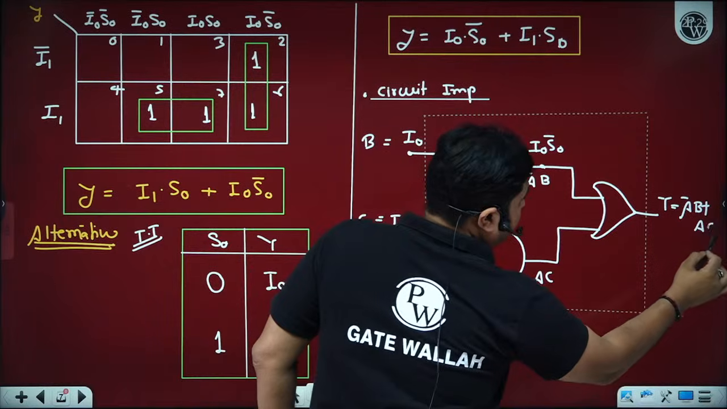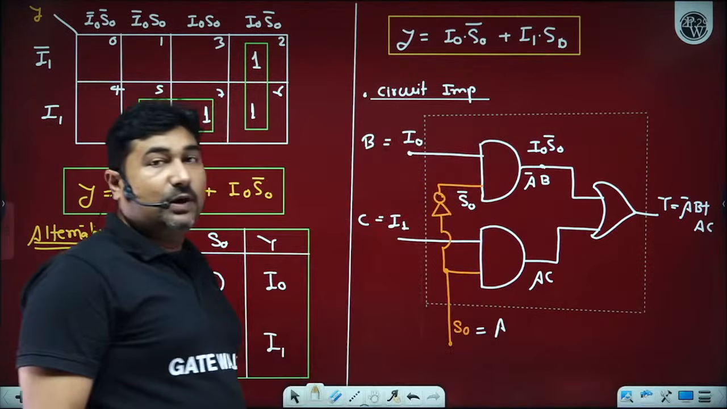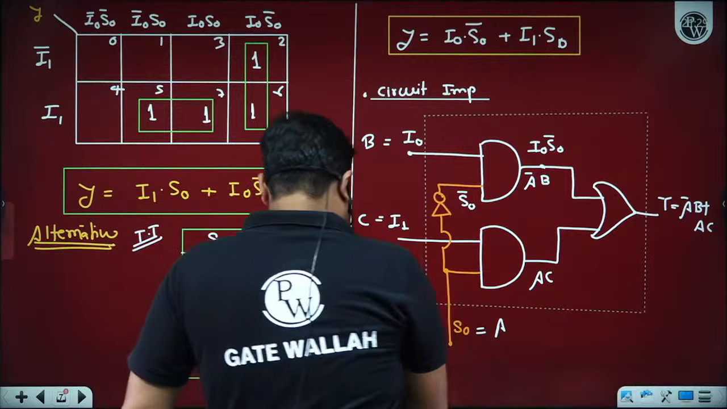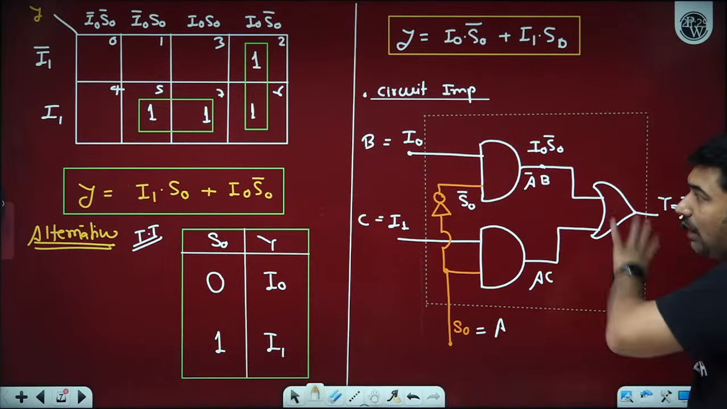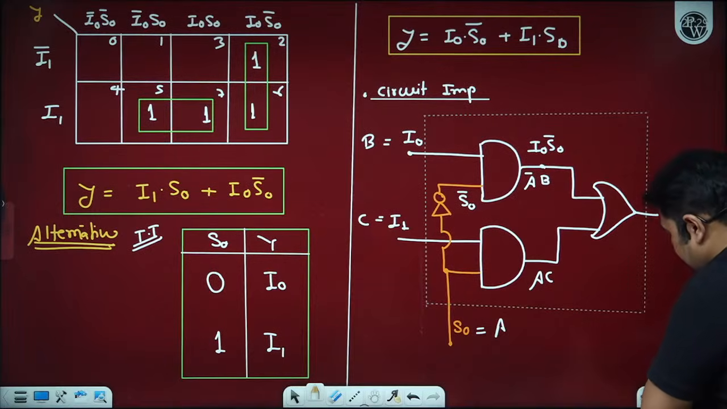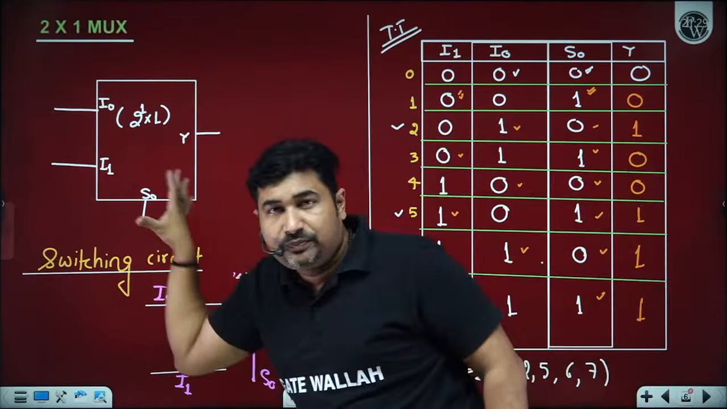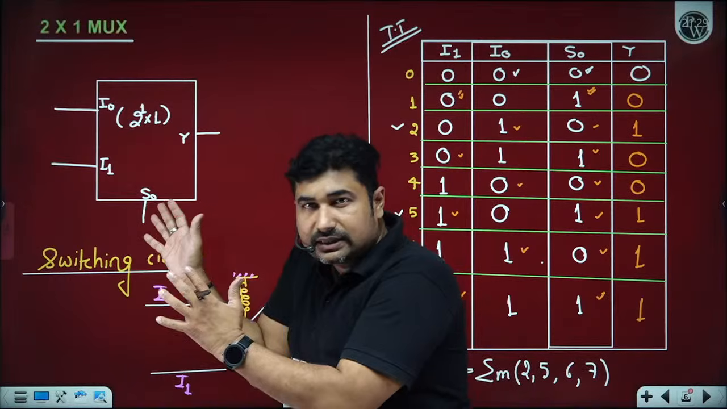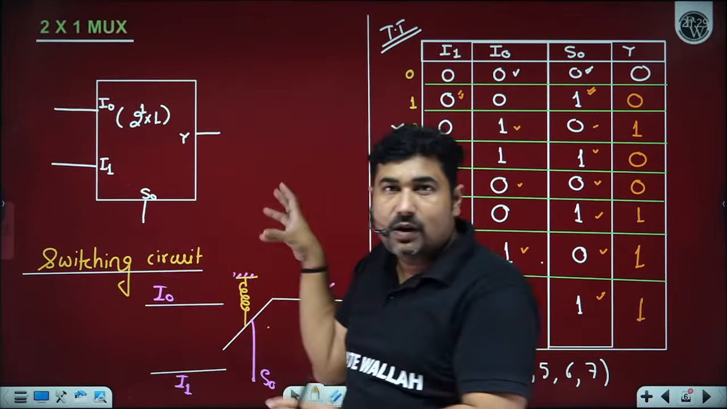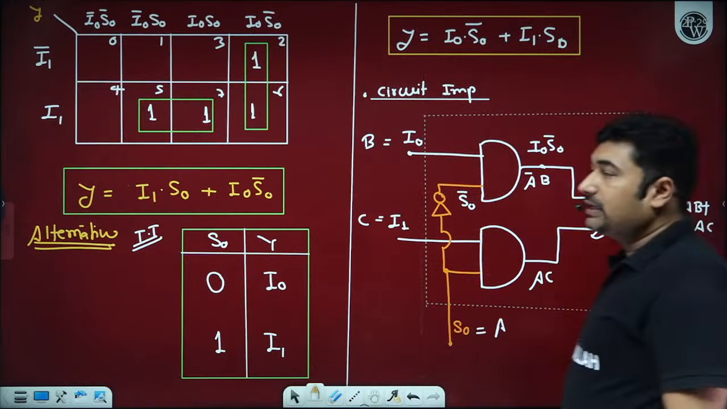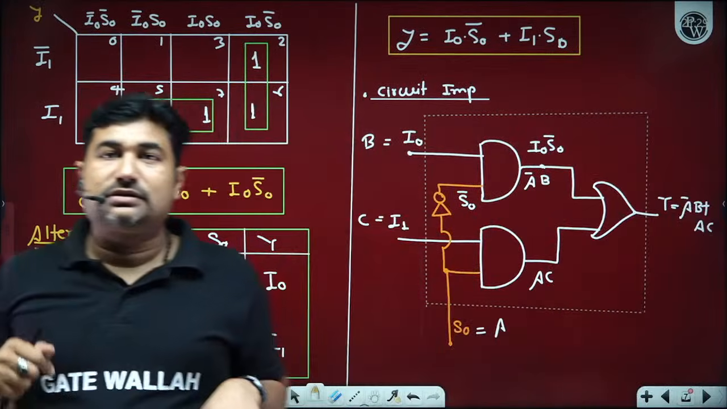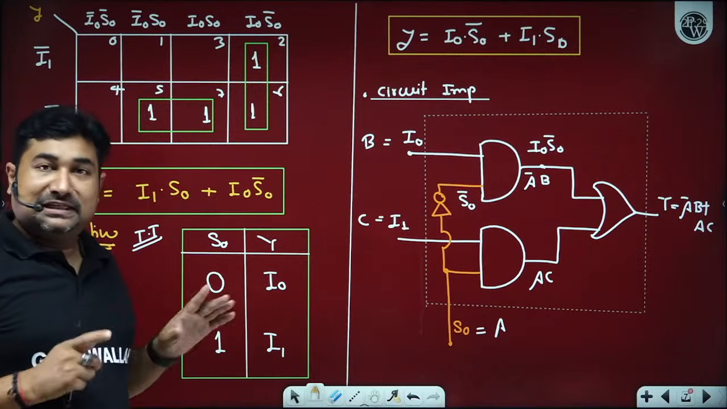AC. So we will get A bar B plus AC. How many of you able to understand this part perfectly? Please let me know by writing in the comment section. So from now onward, whenever this circuit is shown, you can analyze the internal circuit. Yes, sir. Two AND gates, one OR gate, and a NOT gate with the select line. How many of you can now understand what is inside this square box called a multiplexer?